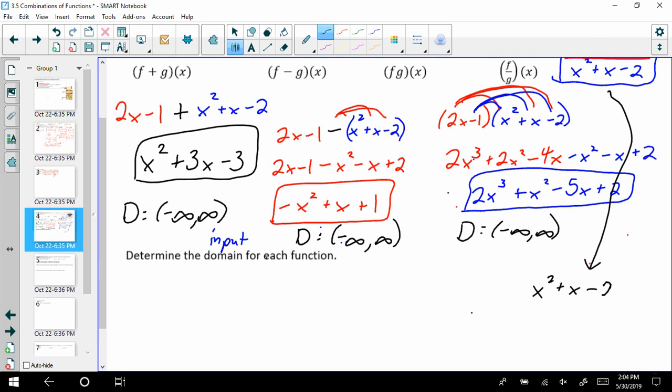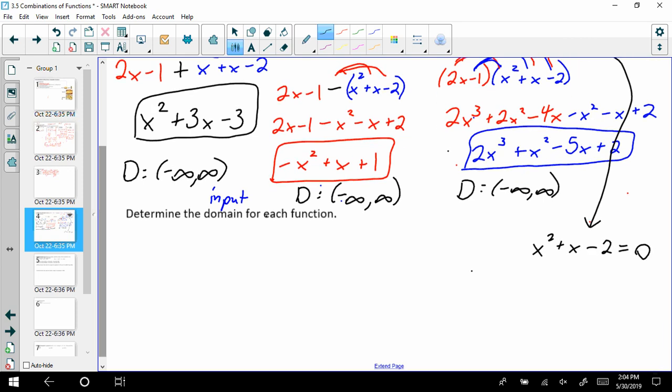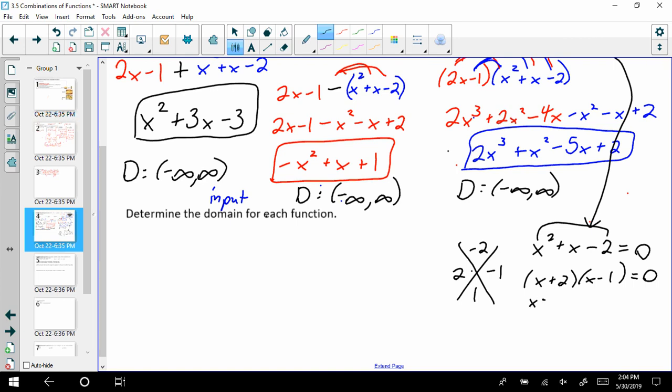So I'm going to quick set the denominator equal to 0, and we're going to solve it. Let's factor it. So I want to multiply to negative 2, add to positive 1. So I'd have to do a 2 and a negative 1. If I solve, set each piece equal to 0 and solve, I come out with negative 2 and positive 1. Those are the two numbers I do not want. They make the bottom 0. I do not want them. Everything else is good, but not those.